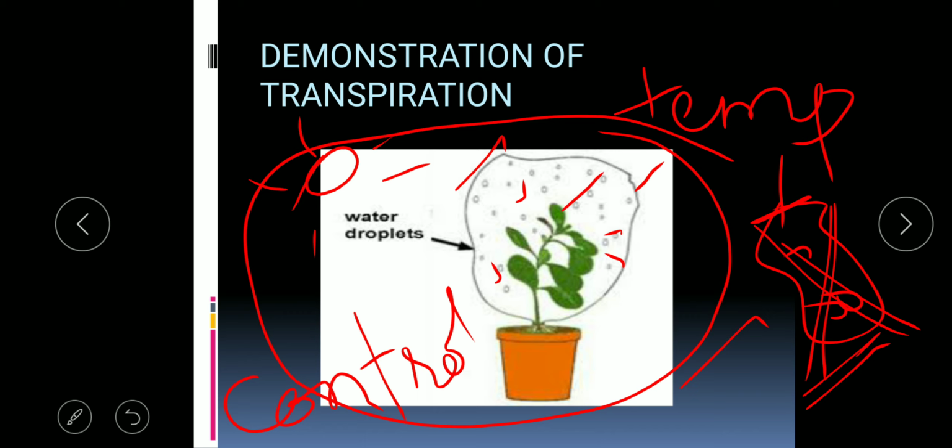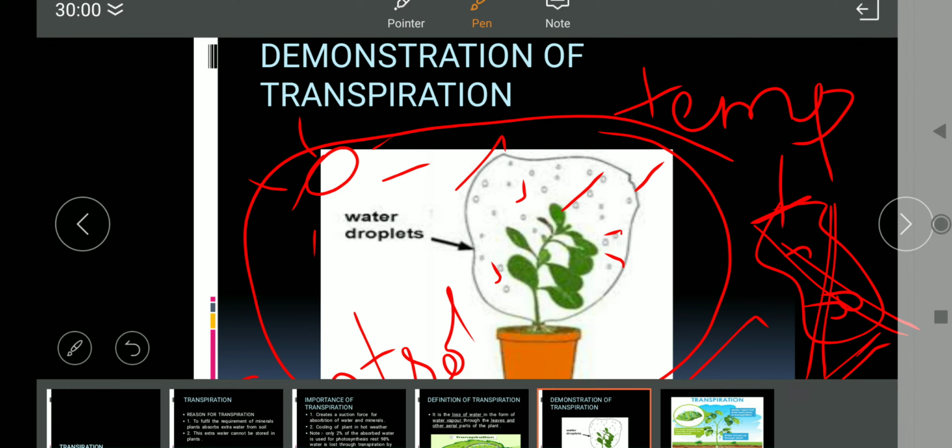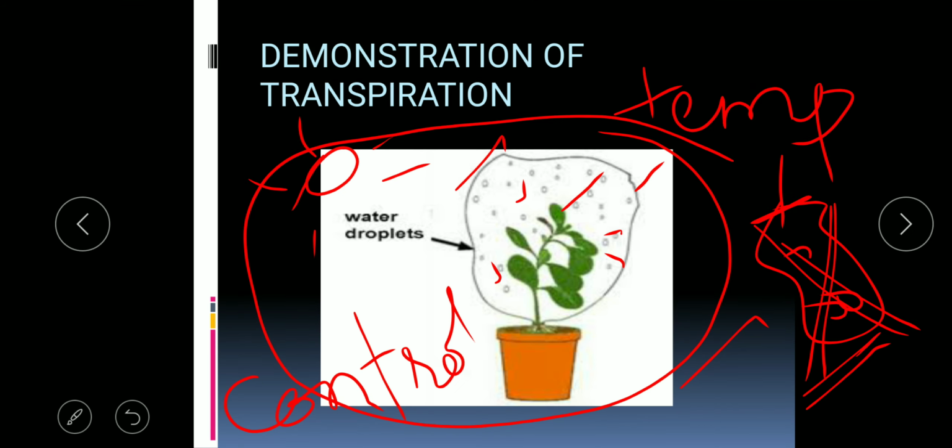What will be your observation? The inner surface of the polythene bag will have water droplets, and these droplets are formed because the plant has transpired water vapor, and if the outer temperature is less, this water vapor will get condensed and form the droplets, whereas in the control setup there will be no formation of droplets. Okay, so one basic reason you have to write: you can see these droplets only when the outer environment's temperature is less, then only the vapor will condense inside the polythene bag and form the water droplets.